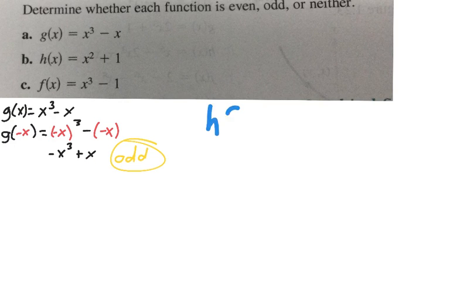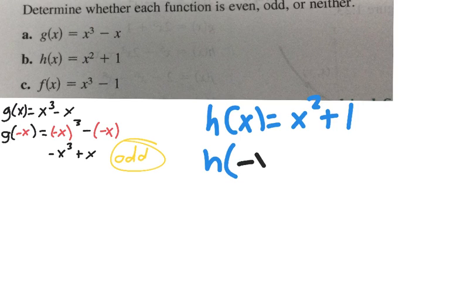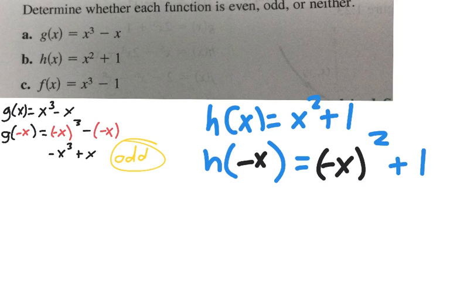Okay, B part. I've got h of x equals x squared plus 1. To determine if this is even or odd, I'm going to substitute in a negative x. So I now have h of negative x. So that's going to equal negative x squared plus 1. Now what is negative x times negative x? It's going to be positive x squared. Nothing happened to the plus 1, so it comes down.